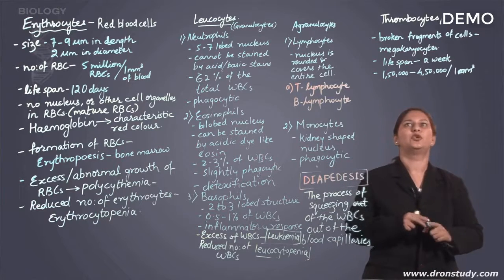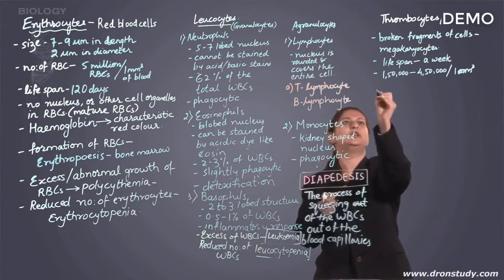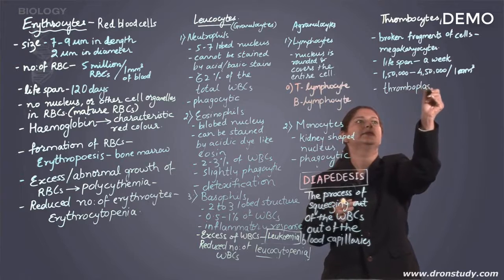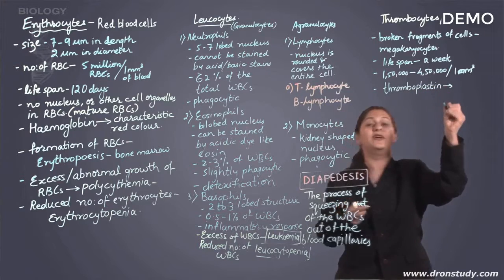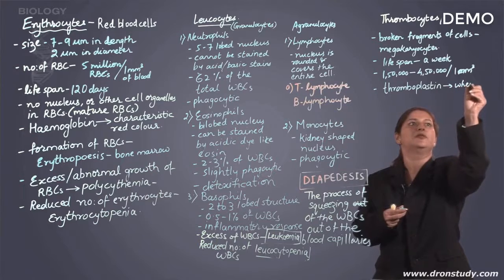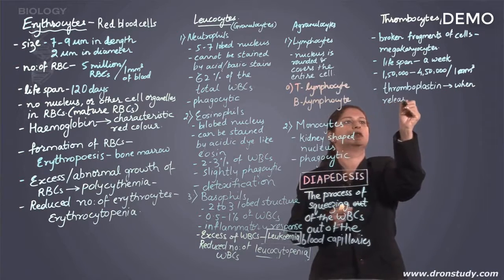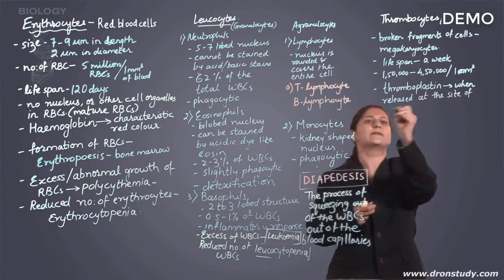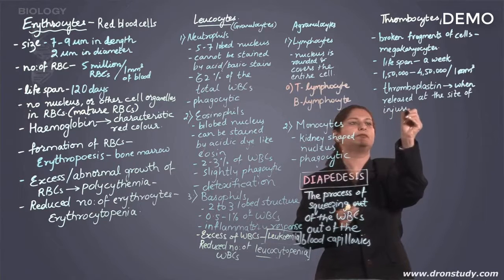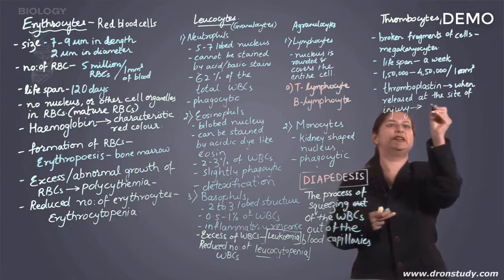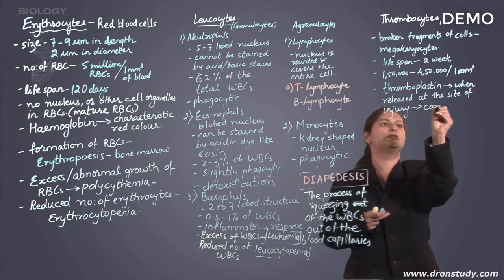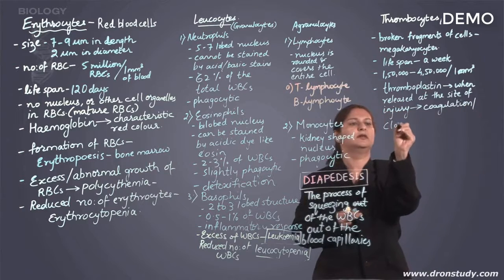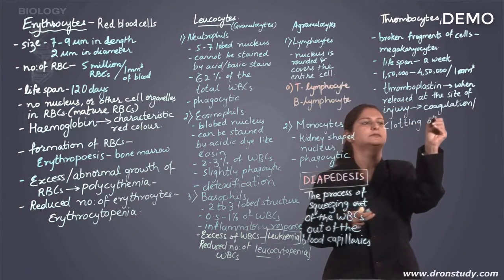Now what is the role of thrombocytes? They have something called thromboplastin, which when released at the site of injury leads to the coagulation or clotting of blood.